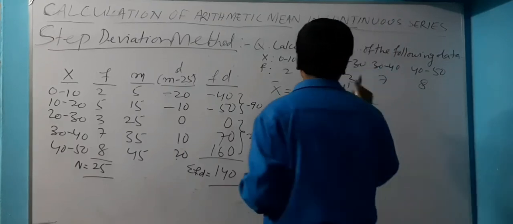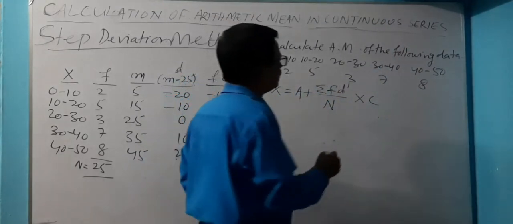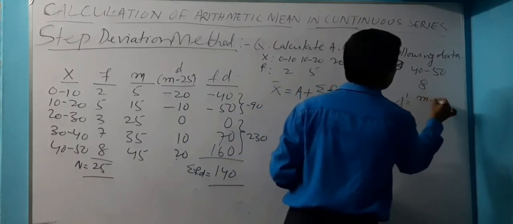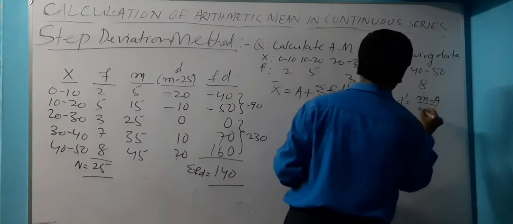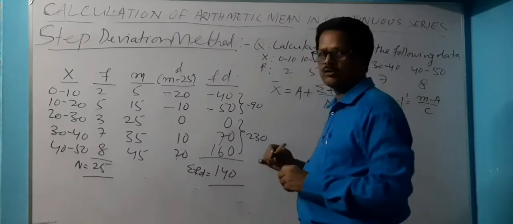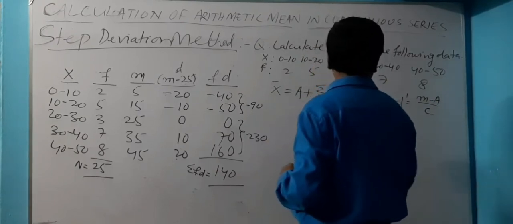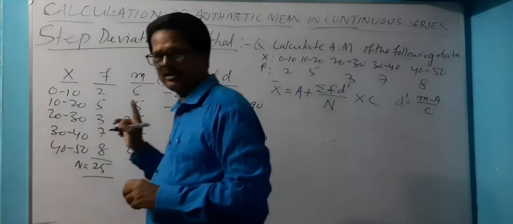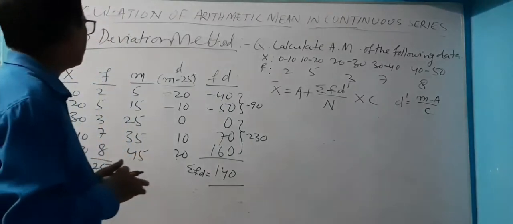C is class interval. D dash is equal to m minus a divided by c, where D is equal to m minus a. N is equal to summation f. A is equal to assumed mean. Okay, write down this.